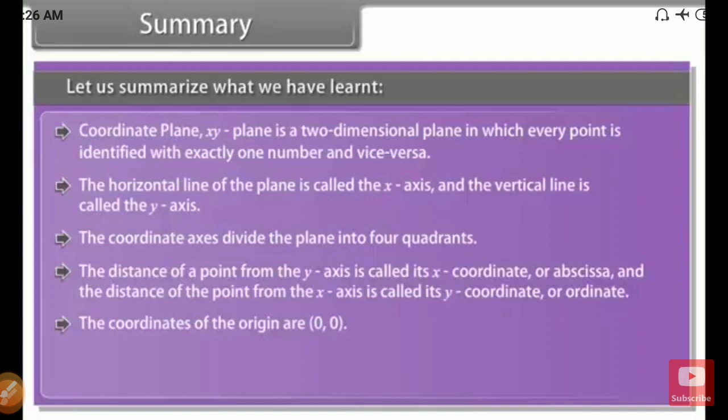Next one, the distance of a point from the y-axis is called its x coordinate or abscissa, and the distance of the point from the x-axis is its y coordinate or ordinate, and the coordinates of the origin are (0, 0).